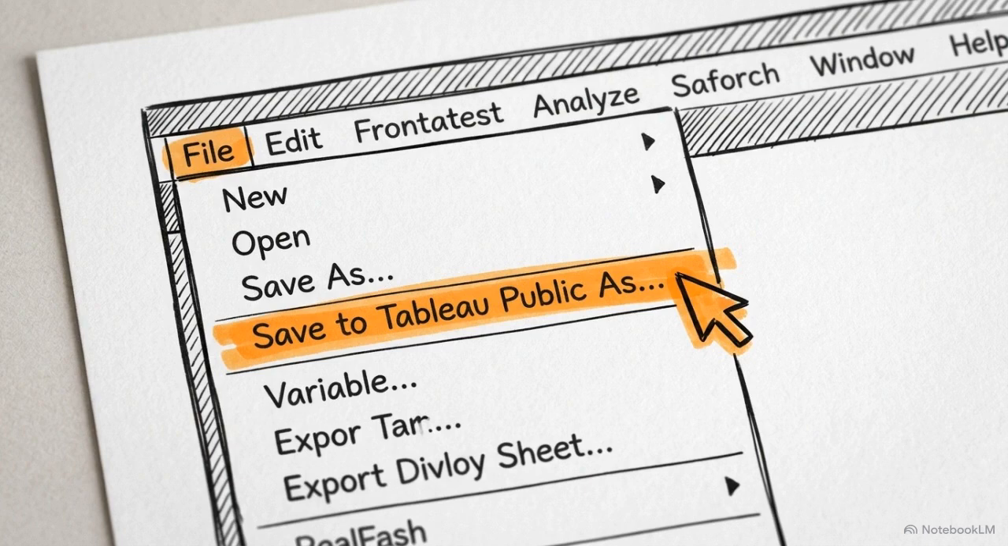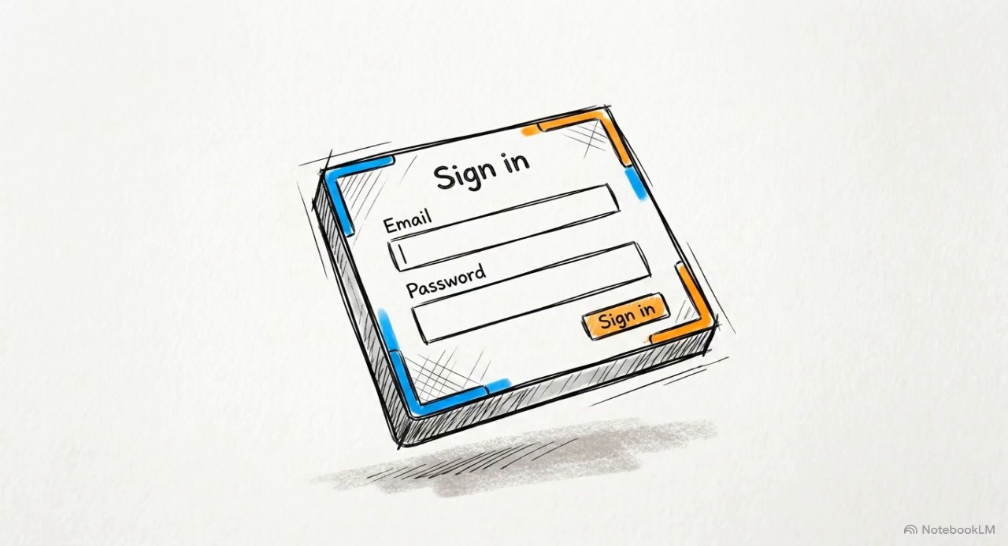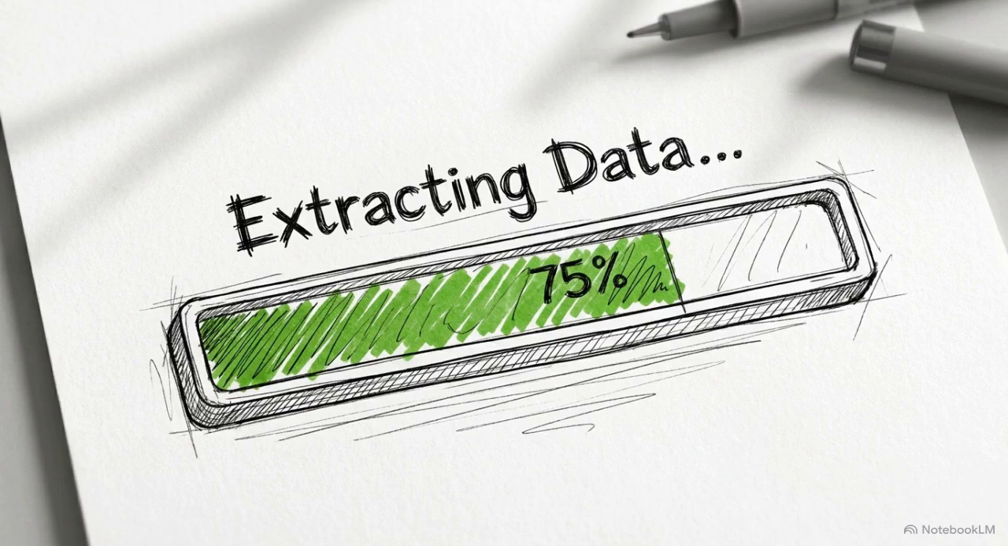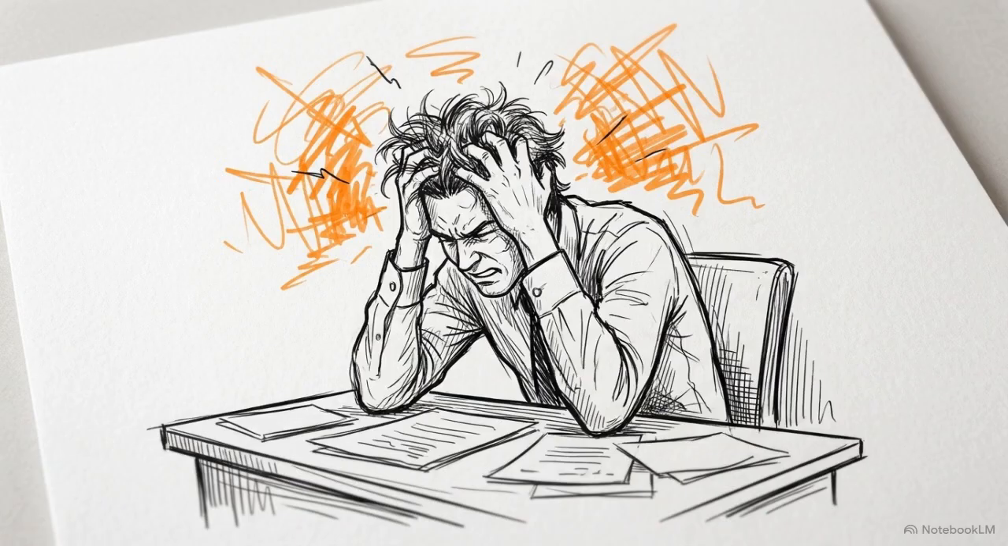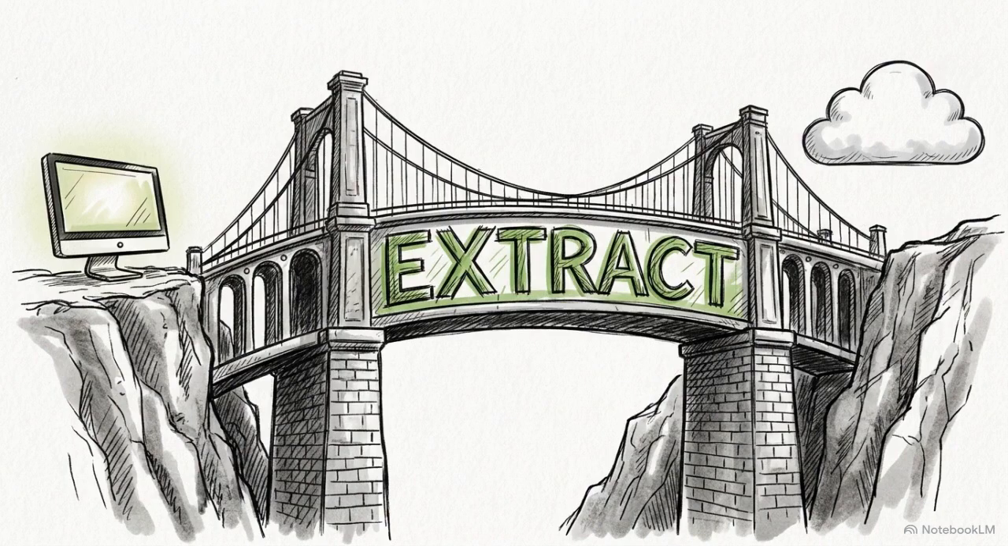Go up to the File menu and select Save to Tableau Public As. A prompt will appear asking for your Tableau Public account credentials, so enter your email and password to log in. You will see a loading bar process the extraction. Once it finishes, the desktop application will automatically open your default web browser and load your published dashboard. Skipping the extraction is the most common reason users lose their work. This single toggle acts as the mandatory bridge, disconnecting your workbook from your local hard drive so it can safely live on the public cloud.